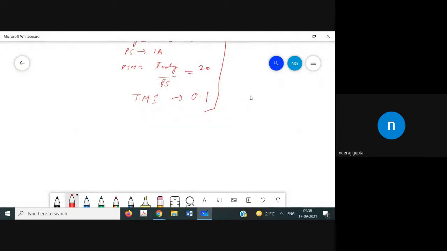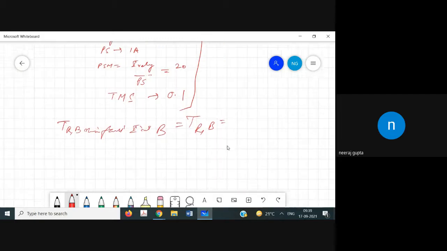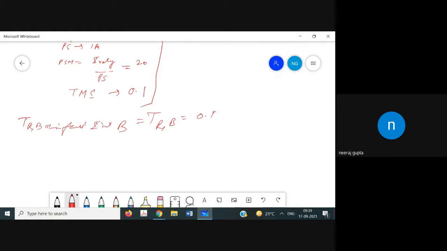So based on that, we have to calculate the time TRB, the operating time of relay B for the minimum fault current at B. As we know the formula, it is 0.14, TMS is 0.1, PSM in this case is 20, and then 20 raised to power 0.02 minus 1, which equals 0.226.